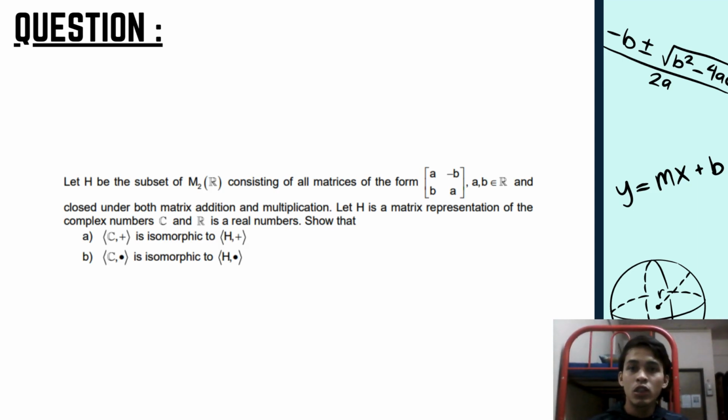Okay, for question number one, let H be the subset of matrices consisting of all matrices of the form [A, -B; B, A] such that A, B are elements of R, enclosed under both matrix addition and multiplication. Let H be a matrix representation of the complex numbers C, and R be the real numbers. Show that C plus is isomorphic to H plus and C dot is isomorphic to H dot.